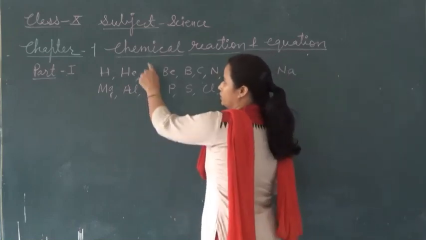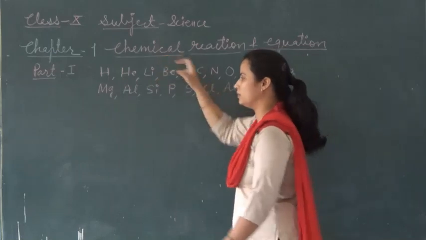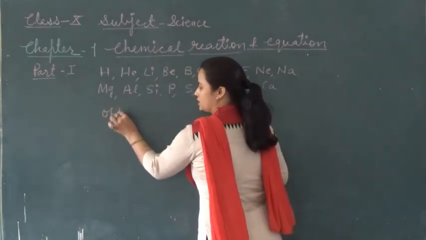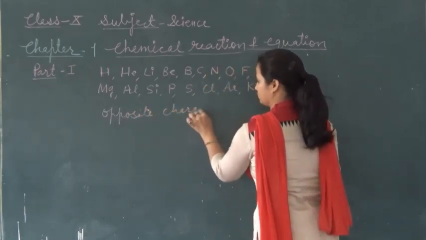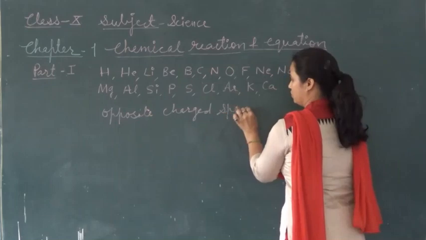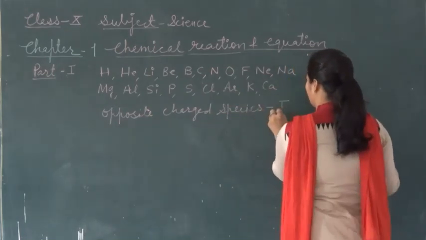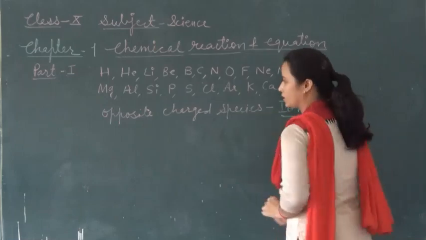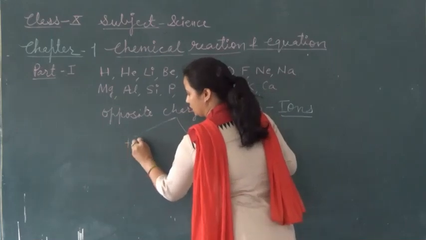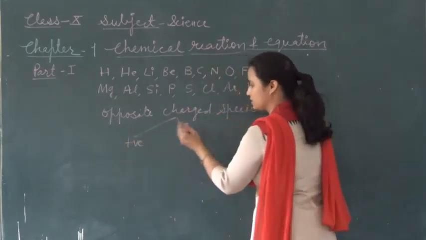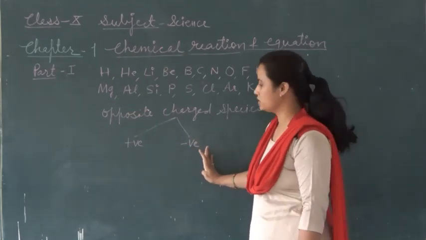First I will tell you what a chemical means. A chemical is generally formed by oppositely charged species. What is the meaning of oppositely charged species? They are actually called ions. Oppositely charged species are ions, and these are positively charged and negatively charged.